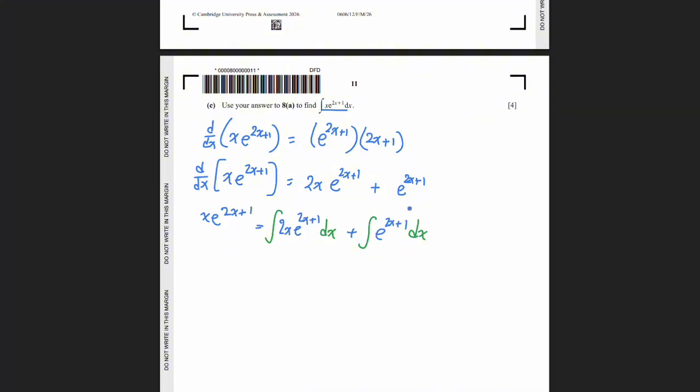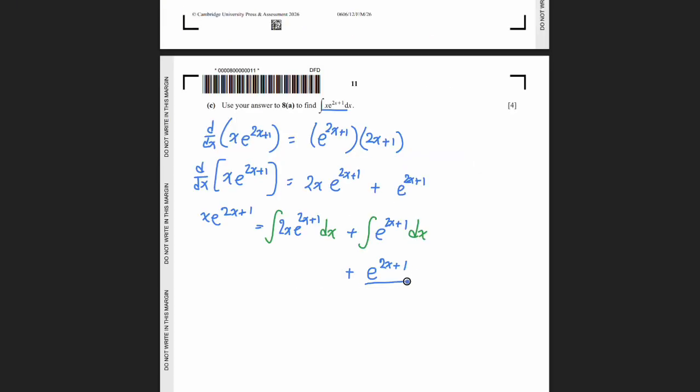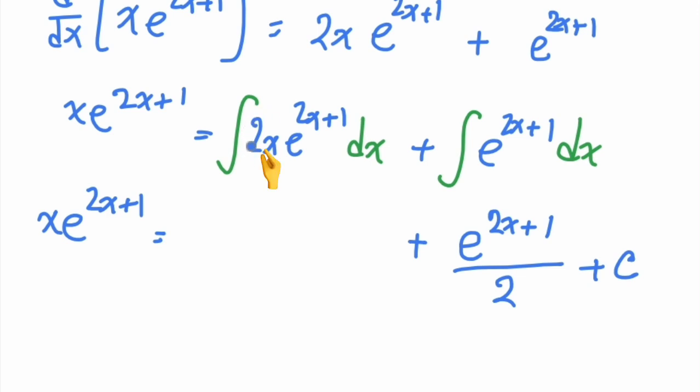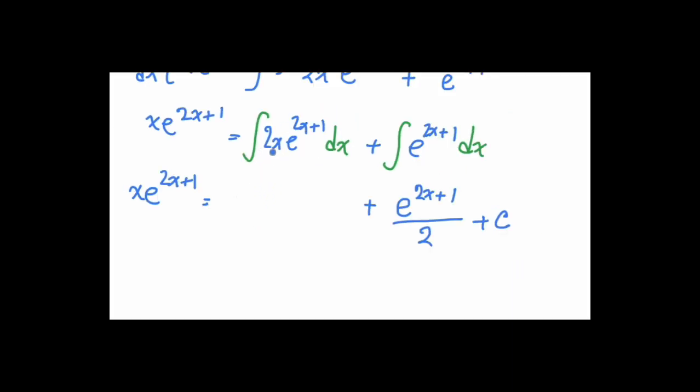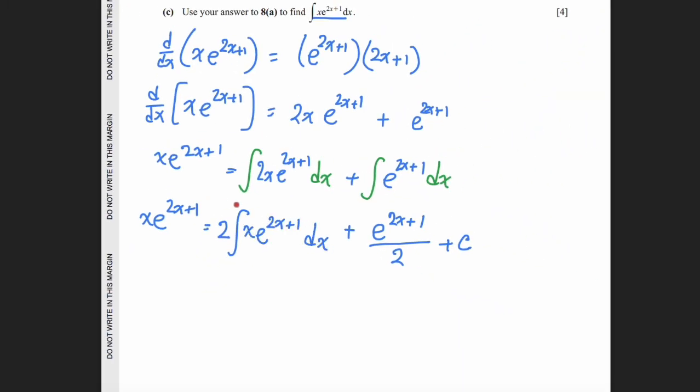Now can we integrate this? Yes, very easily. This is easily integratable. We just divide by the coefficient of 2x, that is 2, and don't forget the plus c over here. Then guys, did you know that we can pull the coefficient out of this integration and put it on the outside of the integral, just like this? Now, do you guys see what I'm seeing?